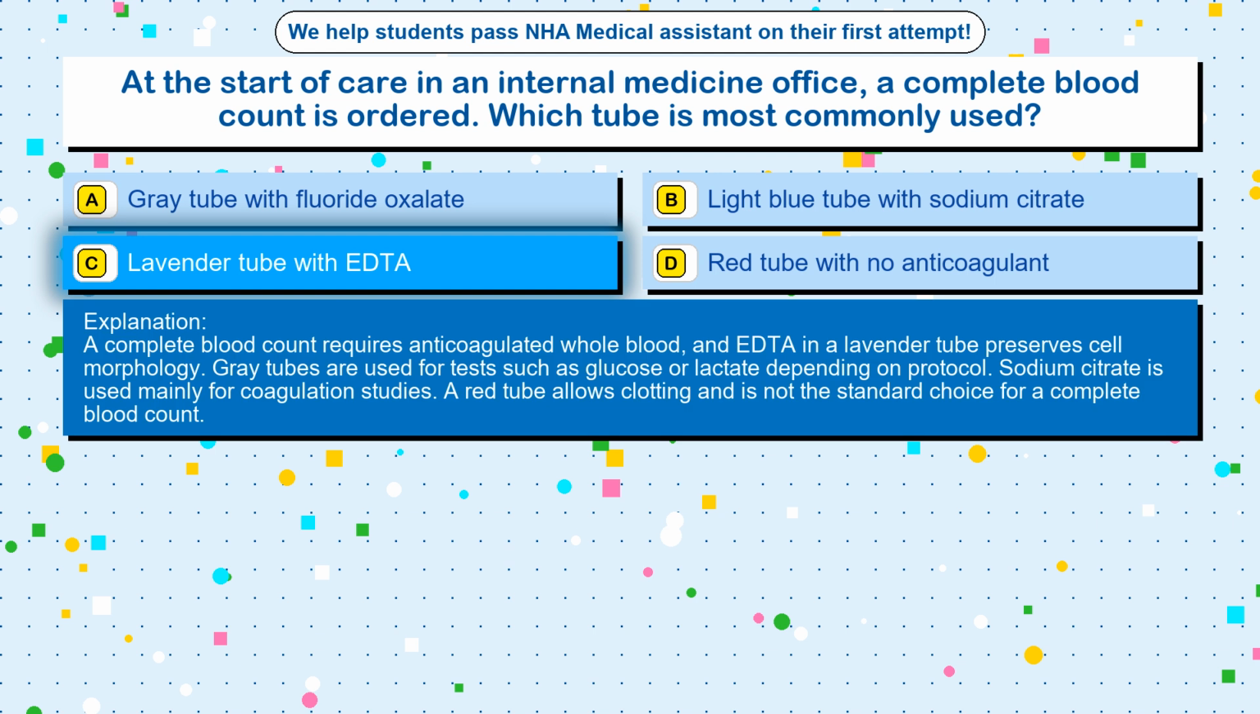A complete blood count requires anticoagulated whole blood, and EDTA in a lavender tube preserves cell morphology. Gray tubes are used for tests such as glucose or lactate depending on protocol. Sodium citrate is used mainly for coagulation studies. A red tube allows clotting and is not the standard choice for a complete blood count.